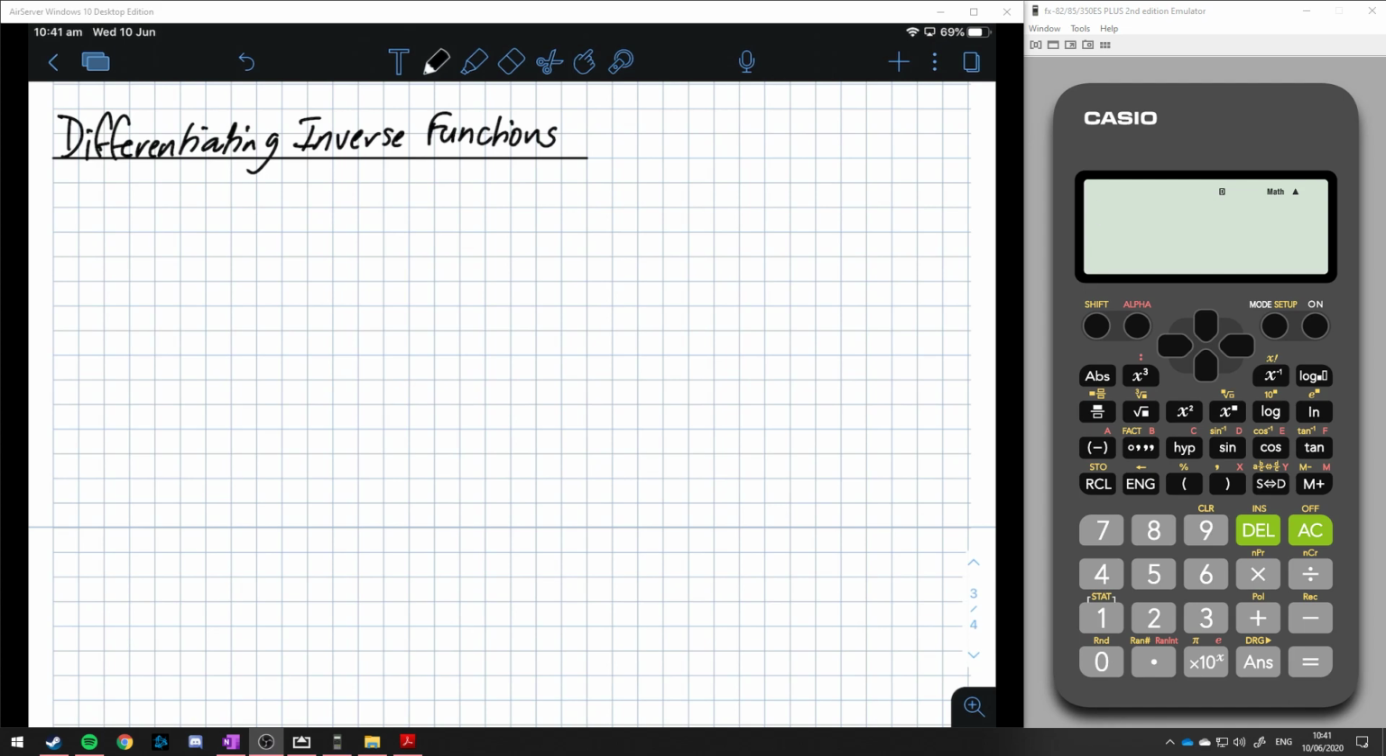Okay, so differentiating inverse functions. Now, when we differentiate inverse functions, the process is actually a bit different, okay? So when you typically find an inverse function, you swap the pronumerals around, and then you solve for the y. When we differentiate inverse functions, we're actually just going to rearrange the equation so that we swap the variables, okay?